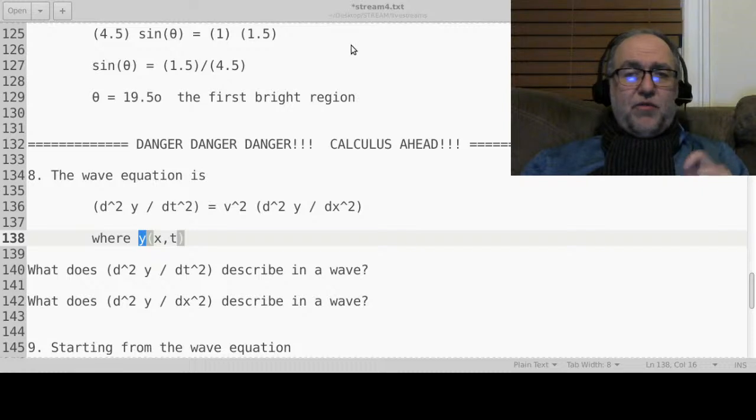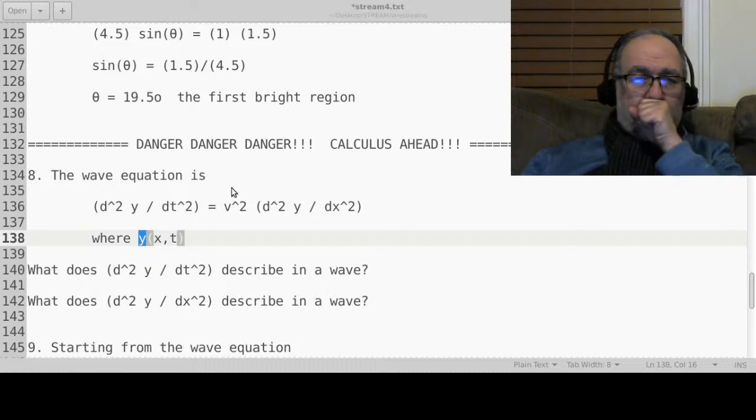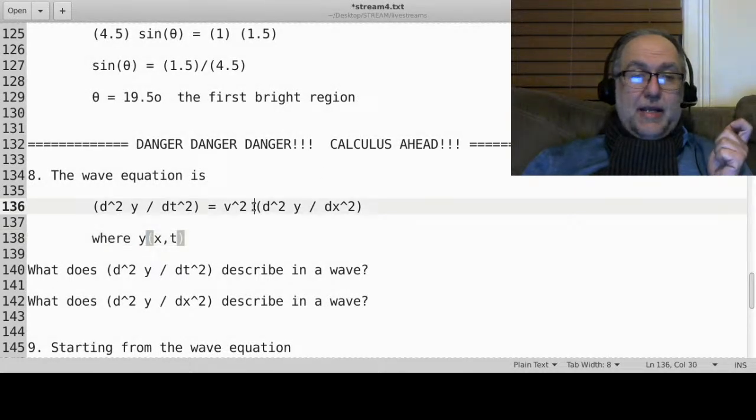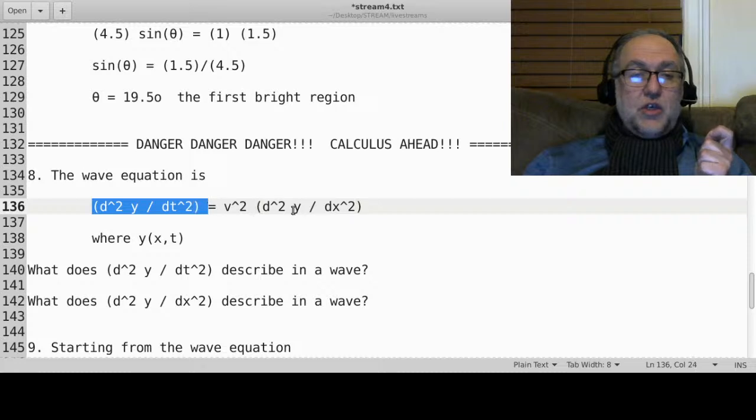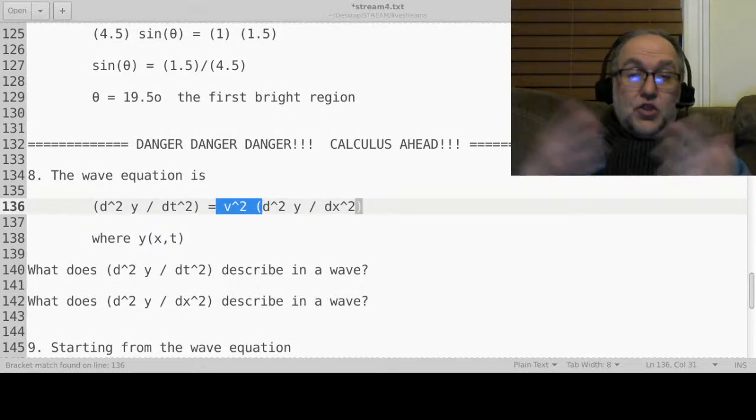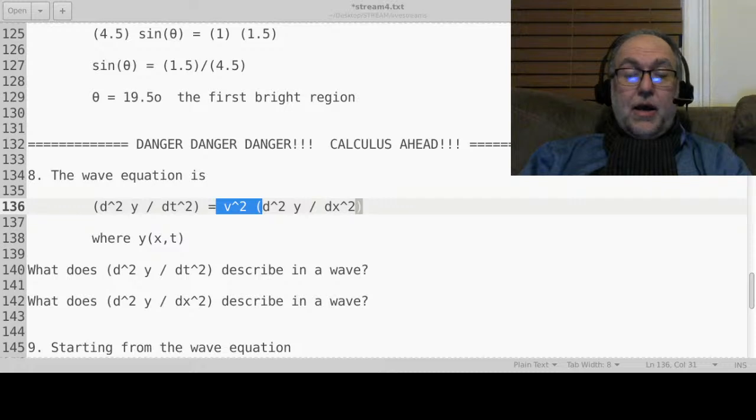If you take the second derivative with respect to time, you get a function, and similarly you can take the second derivative with respect to x and you get a function, and the two functions are going to be identical except for a constant, and that constant turns out to be the velocity at which the wave travels squared. Okay, so this is known as the wave equation.